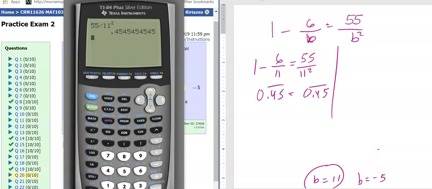Now let me try negative 5. So 1 minus 6 over negative 5.